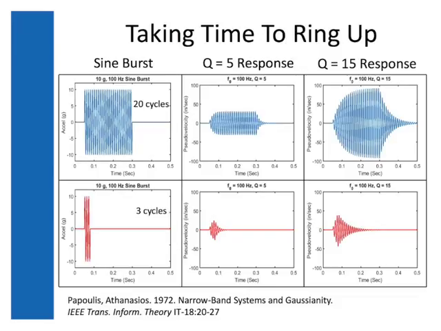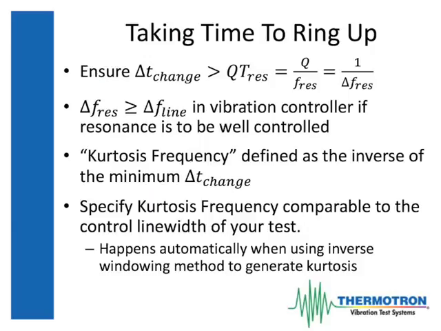So when you're running kurtosis, it's important that any change you make lasts longer than the quality factor of the product you're trying to break times the period of resonance. So with a little math, that top line there, you can see that whatever change you make needs to be slower than 1 over the resonance frequency, the resonance width of the product that you're trying to break.